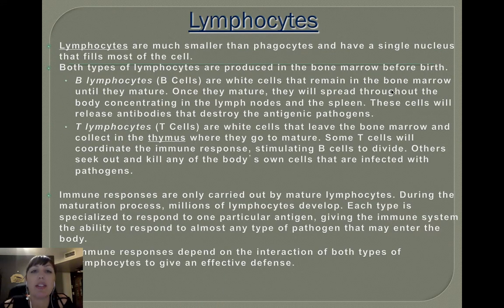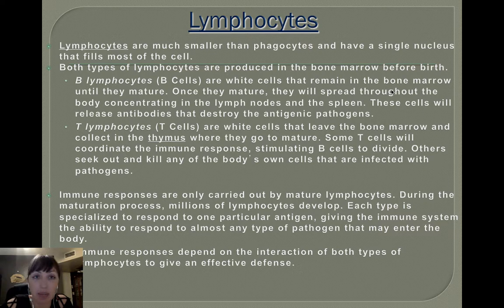Okay, so lymphocytes are much smaller than phagocytes and have a single nucleus that fills most of the cell. Both types of lymphocytes are produced in bone marrow before birth. B lymphocytes are white cells that remain in bone marrow until they mature. Once they mature, they spread out through the body, concentrating in lymph nodes and the spleen. These cells will release antibodies that destroy antigenic pathogens.